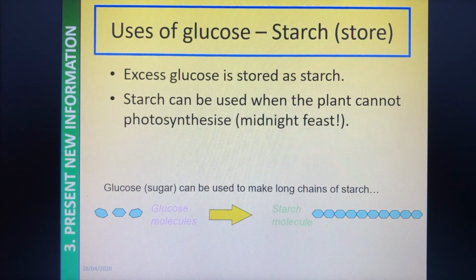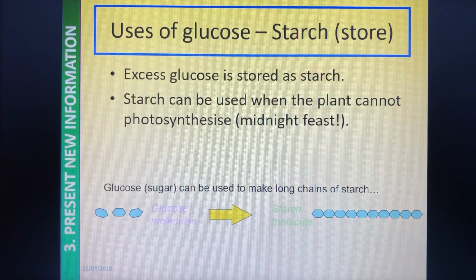Starch, I always say, can be used when the plant cannot photosynthesize. It's kind of like a midnight feast. So when the plant is photosynthesizing in the day, it's actually making more food than it needs. So some of that glucose is being used straight away on these 5 processes, and some of it is being stored for later as this molecule called starch.